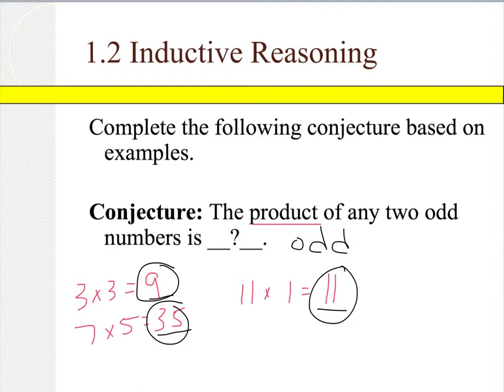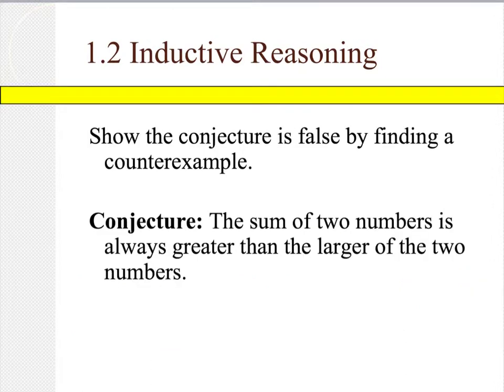All right, give it a shot in a couple more. 11 times 9, 99. 3 times 7, 21. You could go for bigger numbers, but why not stick with the smaller numbers that we know the answers right away? All right. Next conjecture.